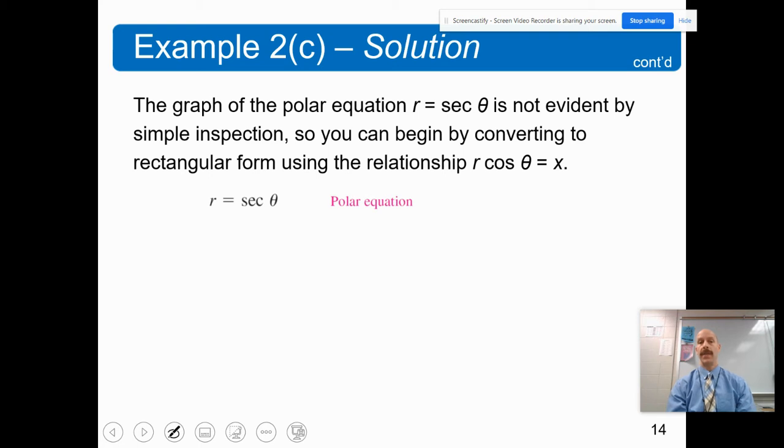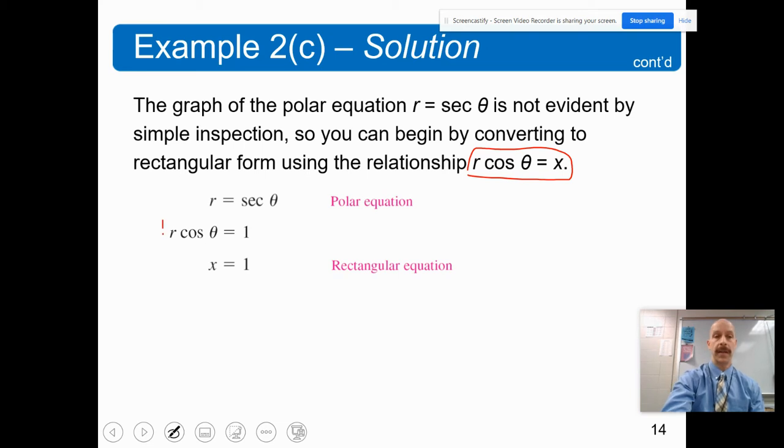Finally, the graph of r equals secant theta. It's not evident by simple inspection. In other words, we probably need to do a conversion here. So we're going to use this relationship here. We know that x is equal to r times cosine theta. So in polar form, we have r equals secant theta. So we could divide both sides by secant theta. Or I'm sorry, we could multiply both sides by cosine theta. And then, of course, secant theta times cosine theta is just going to be 1 on the right-hand side. And you're going to get r cosine theta equals 1. So x is going to be equal to 1.